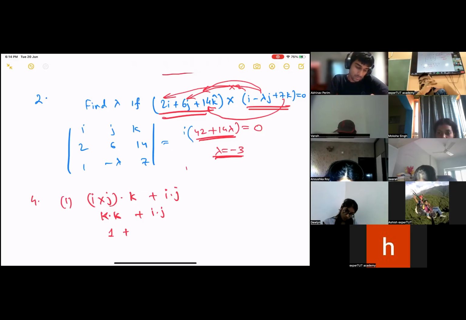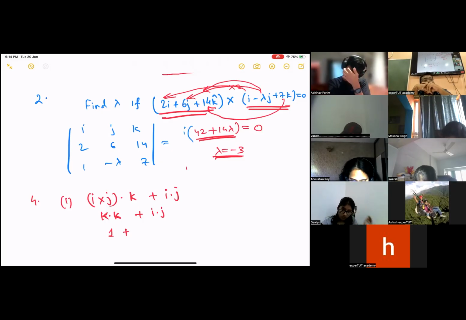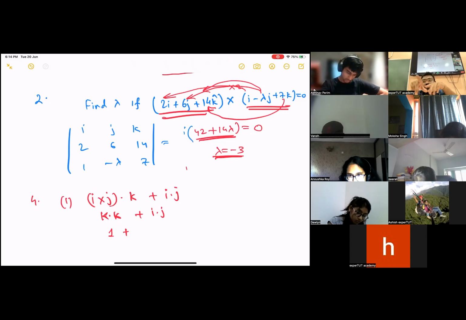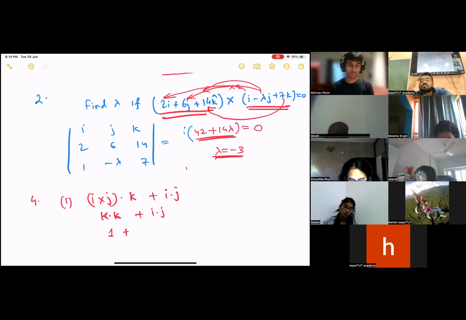Keep writing, everyone. It should be in everyone's notebook. i dot i is 1. j dot j is 1. k dot k is 1. Everyone written? Write it, everyone. When I say everyone, it's everyone. i dot i equal to 1, j dot j equal to 1, k dot k equal to 1. Have you written it or not? Yes. i dot j is equal to 0. j dot k is equal to 0. k dot i is equal to 0.